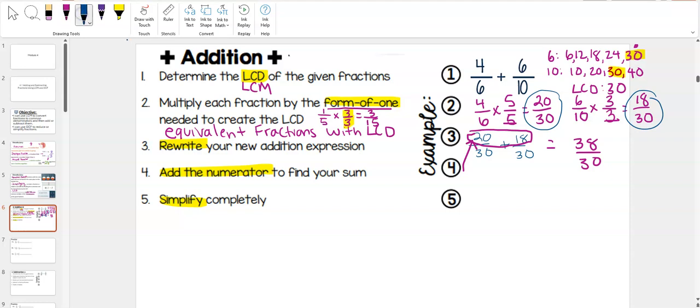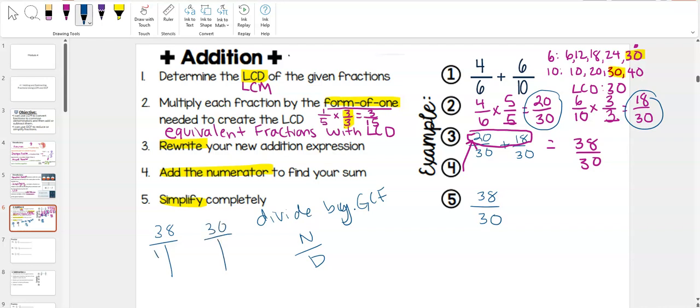Okay, now I'm going to take 38/30ths and do that last step and simplify. And the way that we simplify is we divide by the GCF of the numerator and denominator. So I need to find the GCF of 38 and 30. And if I don't know what that is, I can make my t-charts. And I can start finding out what is the greatest factor between 38 and 30.